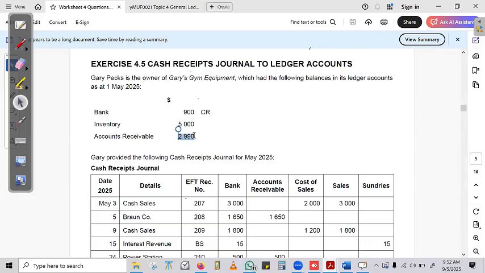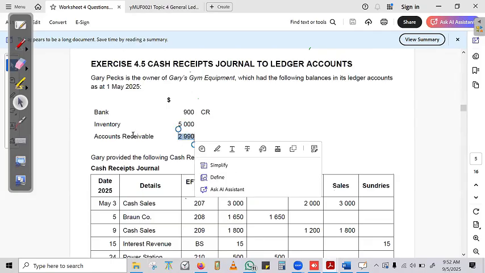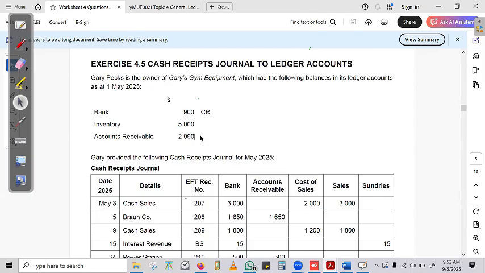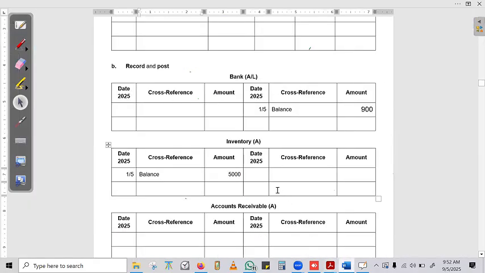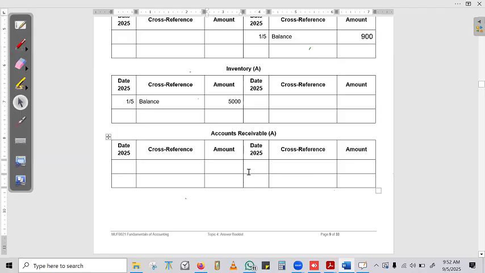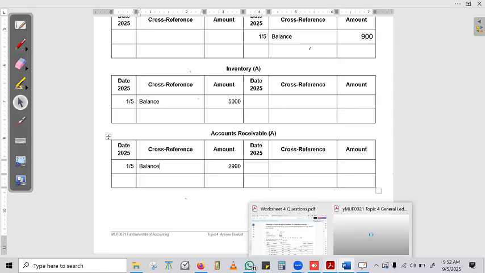Then accounts receivable 2,990. Accounts receivable is an asset. Asset also has a debit balance, right? Normally the debit balance is the same as an increase. Okay? Asset increase is debit, so balance is also debit. So accounts receivable 2,990. 1st of May 1/5 and balance. Now we are going to enter the transactions, right?